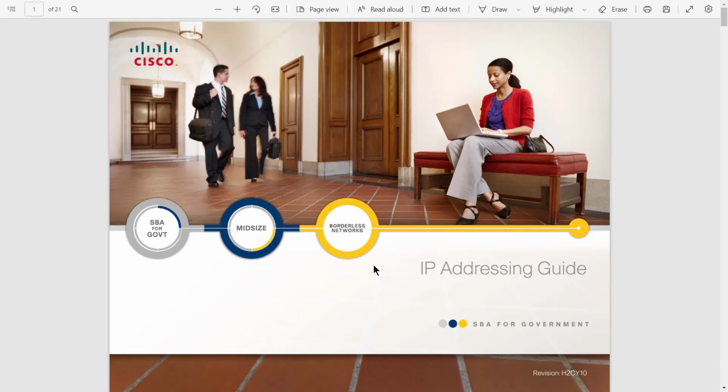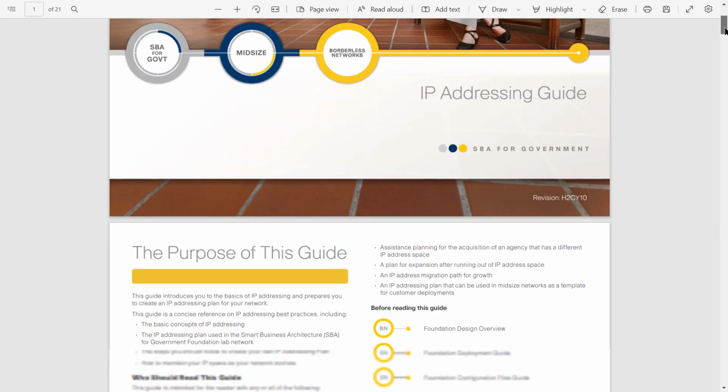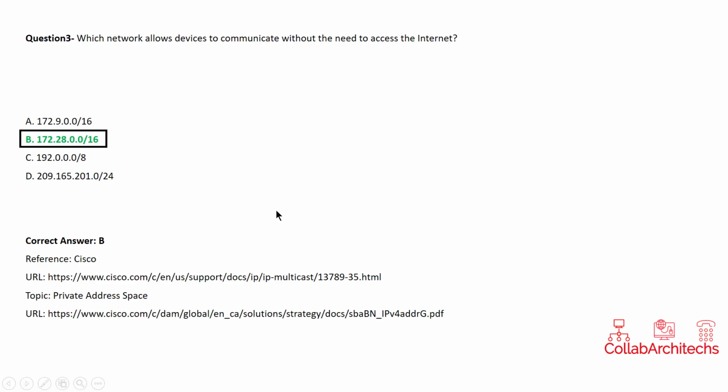I have shared one more link, the IP addressing guide, which is a Cisco document. You can explore more if you want. This gives a lot of information. So the correct answer for this question should be option B, 172.28.0.0/16, which is a private IP address range.